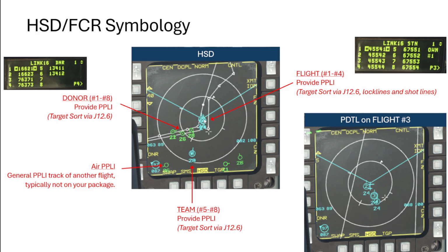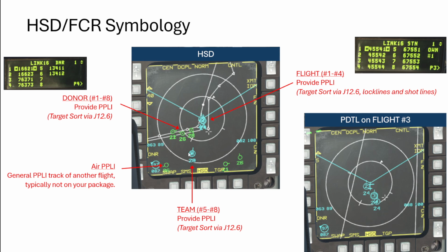The blue ones we implemented, flights 1 to 4, 5 to 8. They are here. You can also have them here. They can provide PPLI only in U4. The PPLI, remember, is location and identification of this guy. You can PDLT all these guys here. You can see the octagon here around the number 3 in this case.